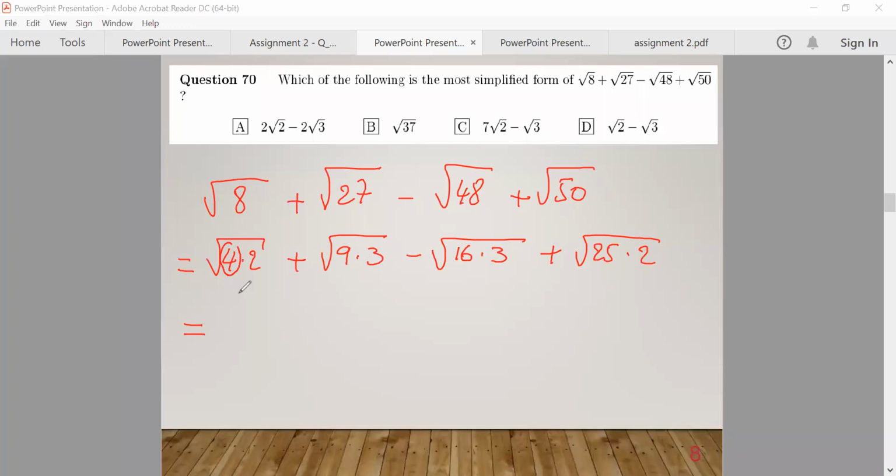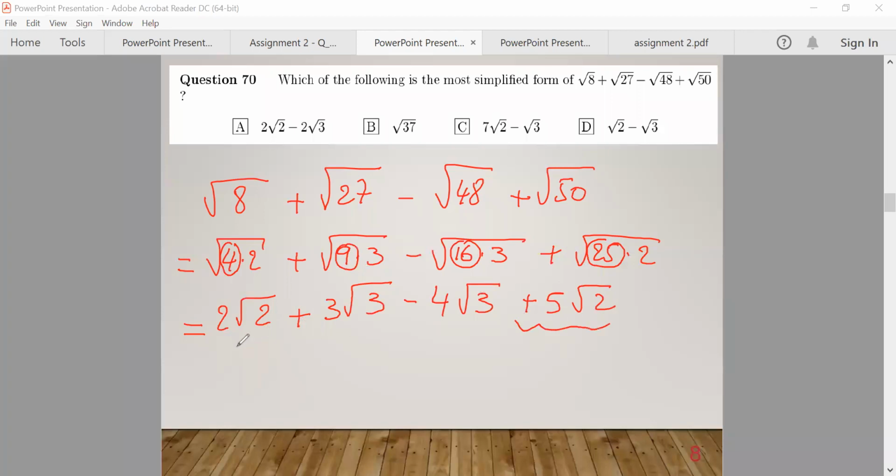So here square root 4 is 2. Square root 9 is 3. Square root 16 here is 4. And square root 25 here is 5. Combine like terms. 2 square root 2 plus 5 square root 2 is 7 square root 2. 3 square root 3 minus 4 square root 3, that means minus square root 3. It's answer C.